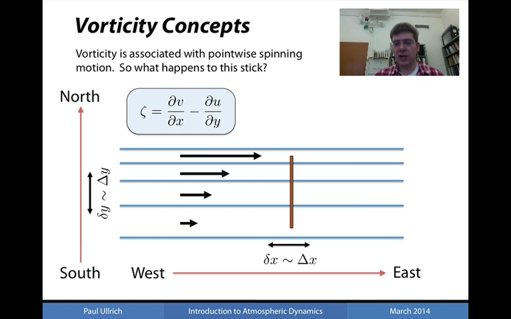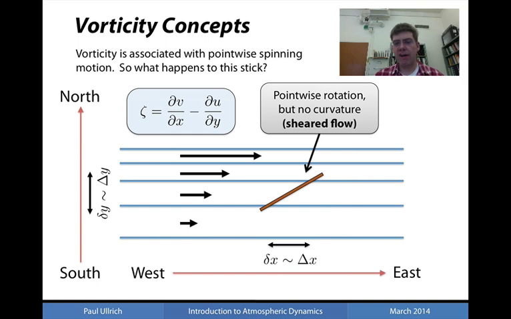So what happens to the stick under this flow field? One will quickly observe, in fact, that the stick will rotate due to a faster flow farther north and a slower flow to the south. So here we have pointwise rotation, but no curvature associated with the flow. So this is what is known as a sheared flow and has non-zero vorticity associated with it. So there are two types of flows then which have vorticity, both rotational flows, that is vortices, as well as sheared flows, such as the example given here.